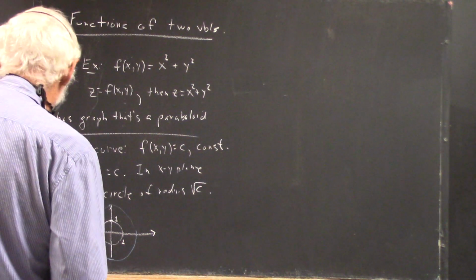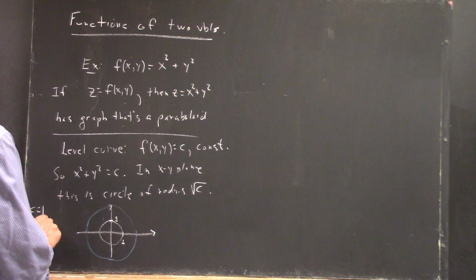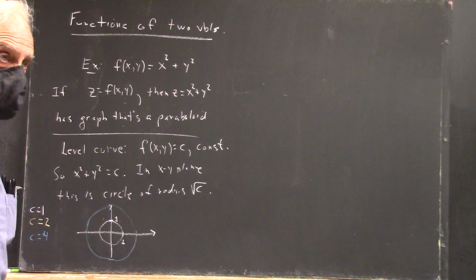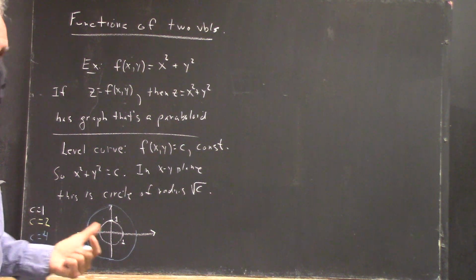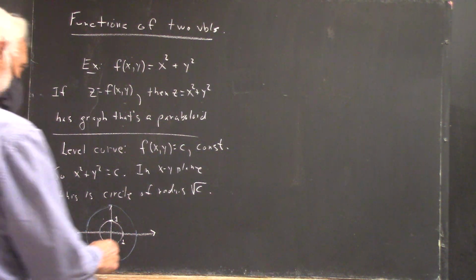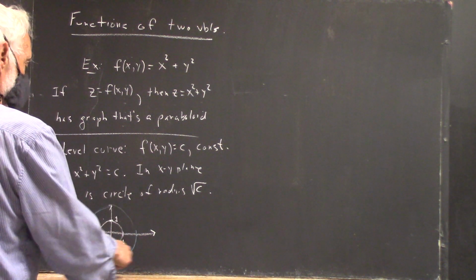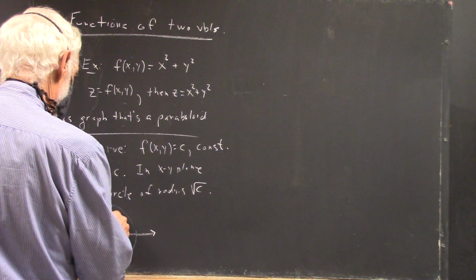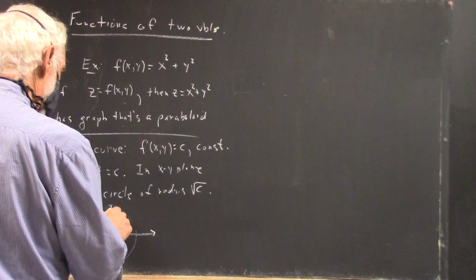Now for c equals 2, the radius of the circle is square root of 2, which is about 1.414, but on a graph like this, 1.4 is already a stretch to estimate. So that circle is going to have a radius that's a little closer to 1 than it is to 2. So I'm going to say it's going to run through this point and this point and this point and this point.